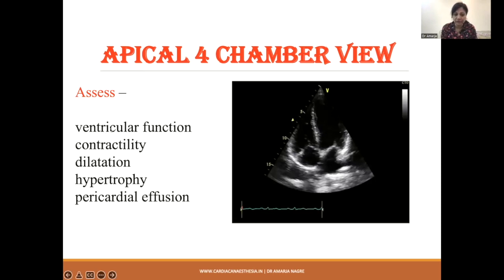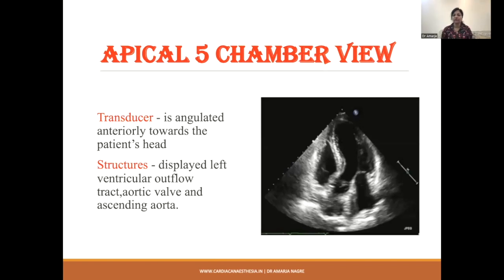What do we assess in the apical four chamber view? The ventricular function, that is the ejection fraction, contractility, dilatation and hypertrophy of the chambers, pericardial effusion. Fine. Now from wherever our probe is, we just angulate it anteriorly towards the head of the patient to open the fifth chamber, which is the aorta. Now this is the apical 5-chamber view, and this is the aorta which is open. This is the LVOT, aortic valve, and the ascending aorta is seen.